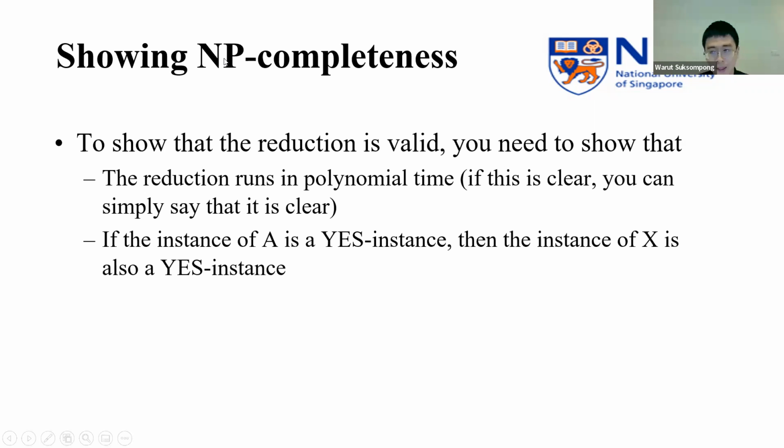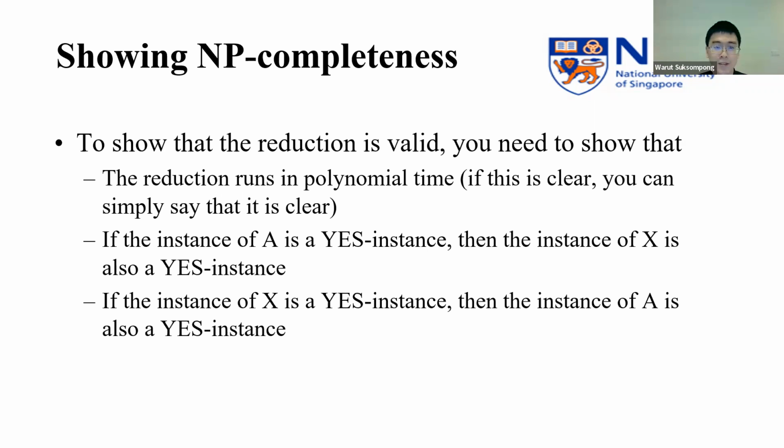And then it's the if and only if. So if the instance of A is a yes instance, then the instance of X is also a yes instance, and vice versa. If the instance of X is a yes instance, then the original instance of A is also a yes instance. So you need to show these three things in order to show that your reduction is correct, is valid.